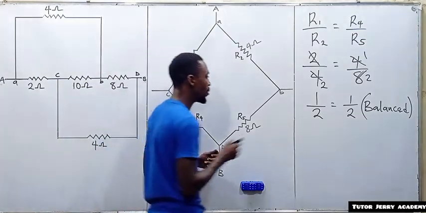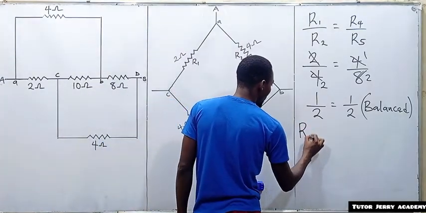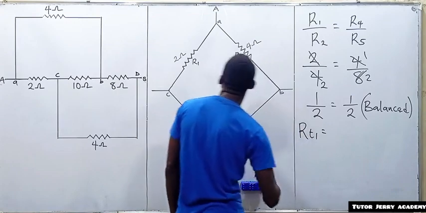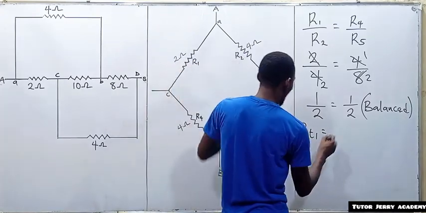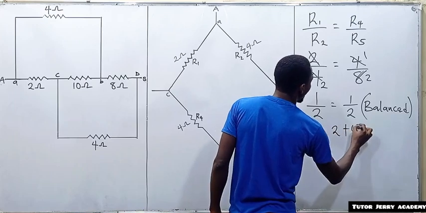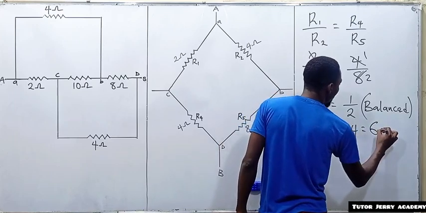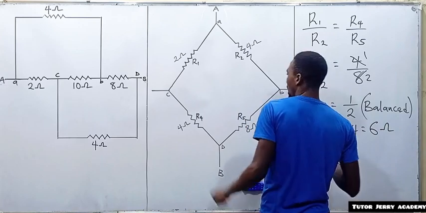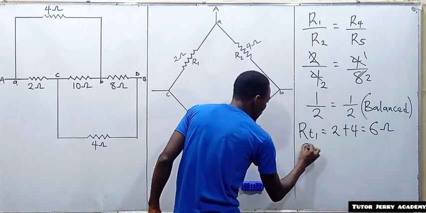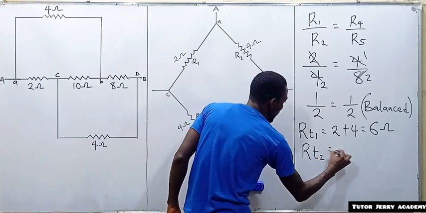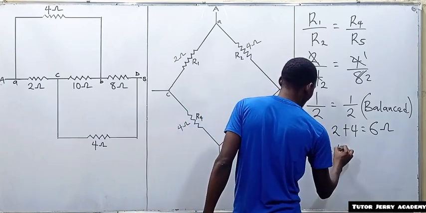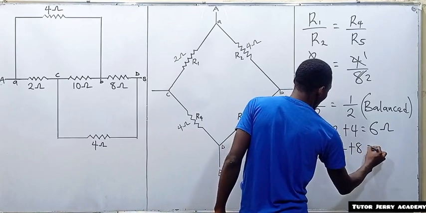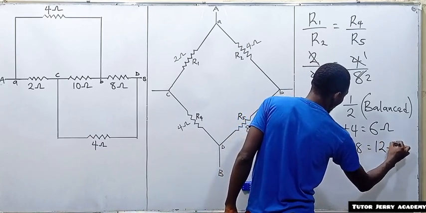So let's say RT1 will be equal to 2 plus 4, which is going to be equal to 6 ohms. And RT2 will be equal to 4 plus 8, which is equal to 12 ohms.